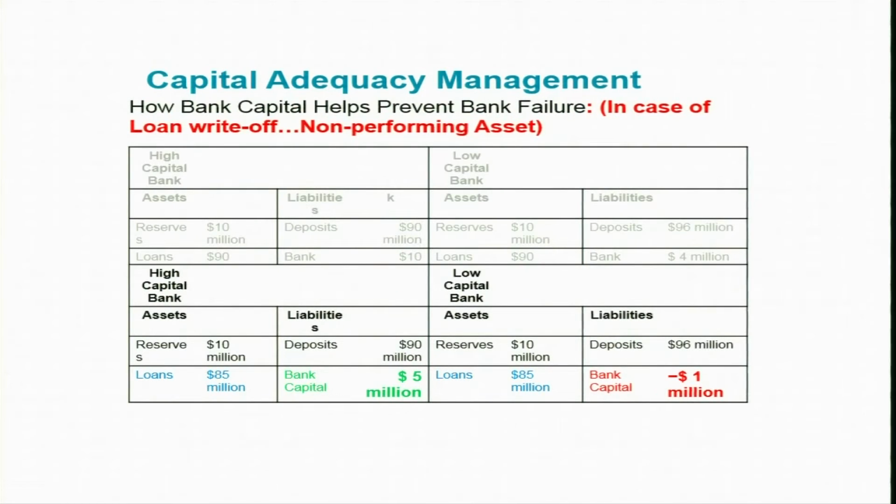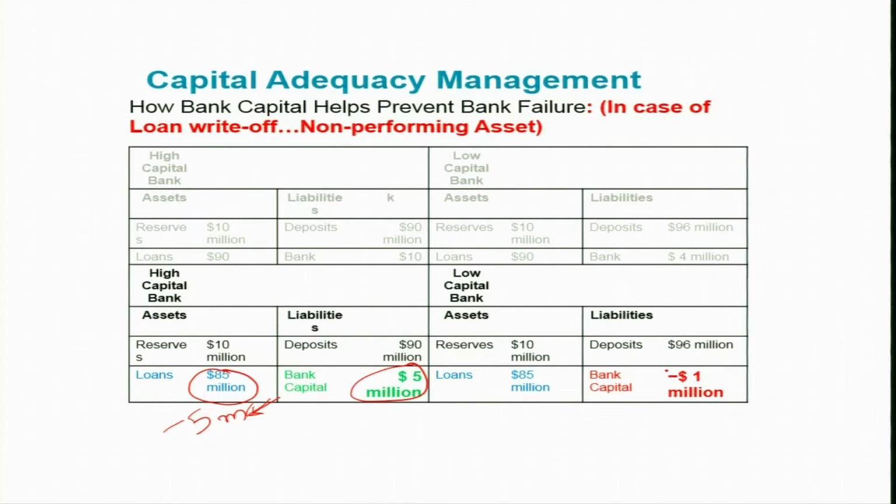Coming to the bank that is keeping a high capital adequacy ratio of 10%, when they write off 5 million, the loans become only 85. They finance this loss by taking 5 million from the bank capital of 10 million. When there is a loan write-off, their assets suddenly decline, and eventually one possibility is that the bank may collapse. But here, with high bank capital, they can easily take the 5 million from their bank capital.